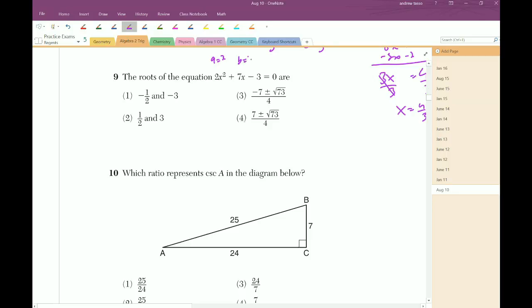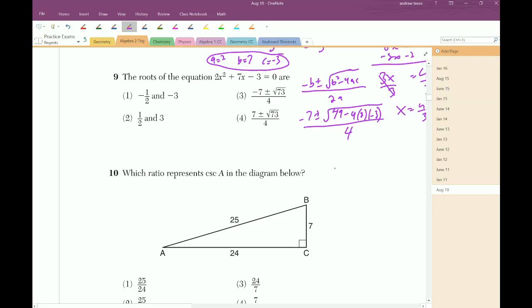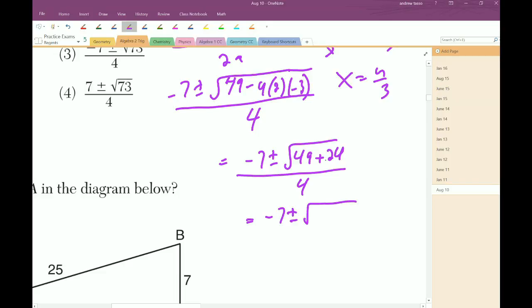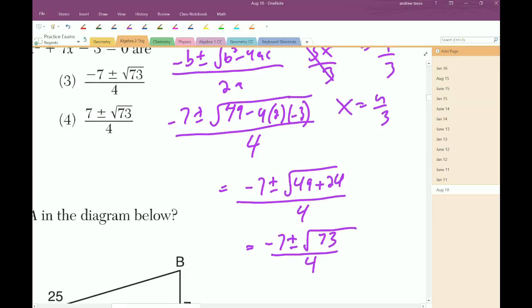our quadratic equation. So A is 2, B is 7, C is -3. So I do negative b plus or minus square root b squared minus 4ac all over 2a. Negative 7 plus or minus square root 49 minus 4 times 2 times -3 all over 2 times 2, which is 4. So we get negative 7 plus or minus the square root of 49. There's 2 negatives here, so that makes plus. 4 times 2 is 8. 8 times 3 is 24. All over 4. So it's negative 7 plus or minus the square root of 73 over 4. And that's looking like choice 3.